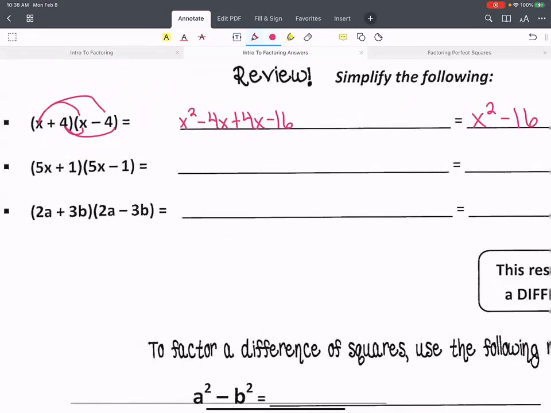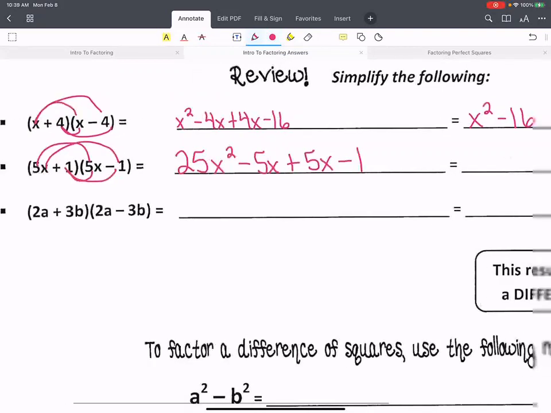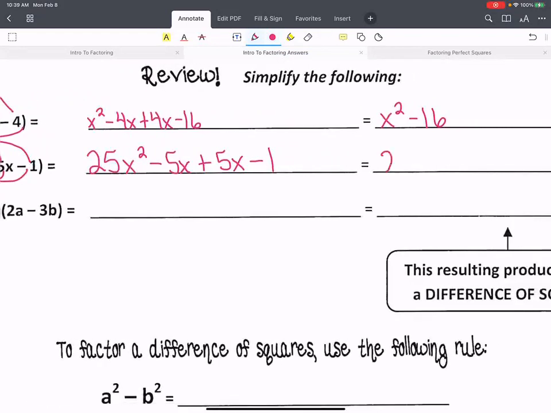Okay, look at the second one. 5x times 5x. 25x squared. Good. 5x times negative 1. Good. 1 times 5x. Good. And 1 times negative 1. Minus 1, right? Anything times 1 is okay. And then what happens to the middles? And I'm left with? Excellent. Are we starting to maybe see a pattern?